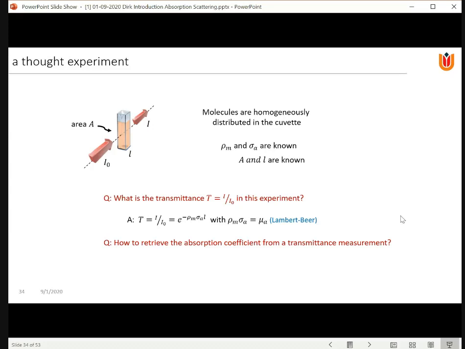So then the question of how to retrieve the absorption coefficient from that measurement is basically just one step further from this equation. I have to take the natural logarithm of this transmittance and then divide it by the cuvette length L, which I also knew, and then I have my measurement of the absorption coefficient. Agreed?